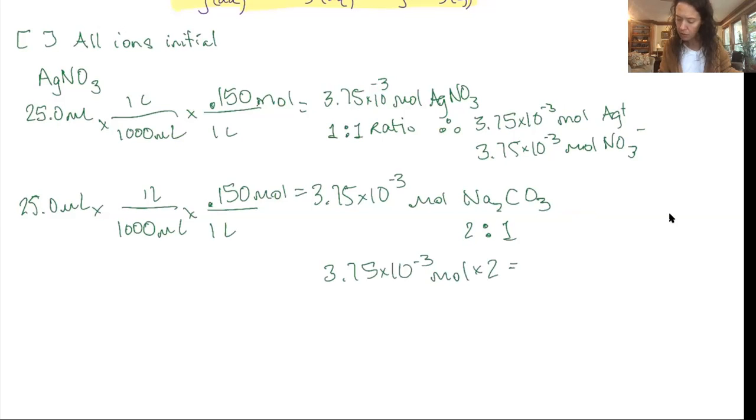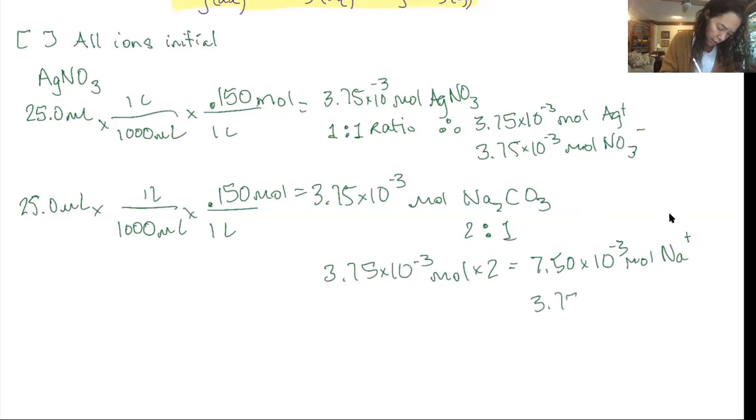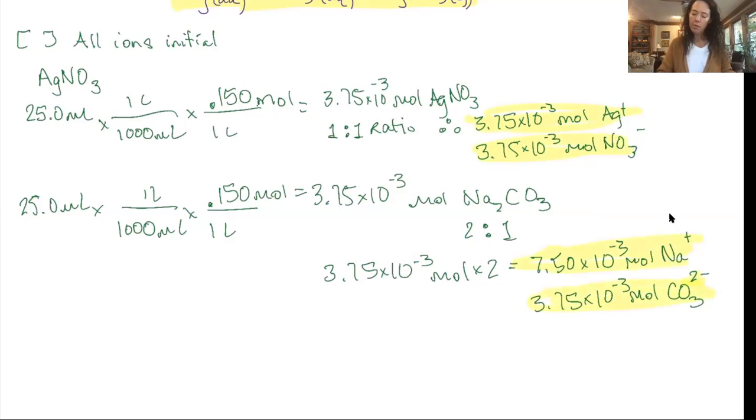Put that in my calculator. What's that? 7.5? Yeah, 7.5. Keep your sig figs: 7.5 times 10 to the negative third moles of sodium ions. And we have 3.75 times 10 to the negative third moles of carbonate, and that is a 2 negative ion. So this is initially what's floating around in the solution, kind of like at time 0. Okay, so that's at time 0. This is our initial concentration of all ions.